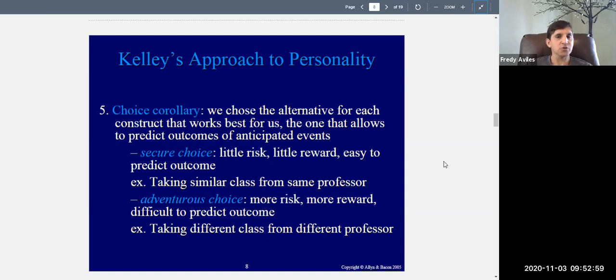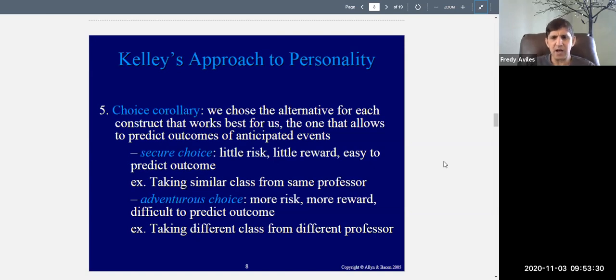You can make the secure choice and decide to take a class from that professor, but you could purposely make what's called the adventurous choice and choose something different, something that you don't know how it's gonna work out. The adventurous choice involves more risk, potentially more reward though, and difficult to predict the outcome. If you make a different choice, you don't know what's gonna happen. It's more risky, but you could also end up with a reward. It's like taking a different class from a different professor.